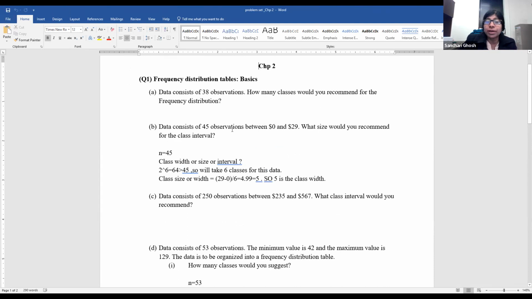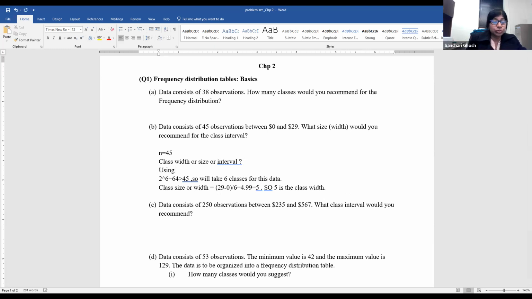Data consists of 45 observations, between 0 and 29. What size would you recommend for the class interval? Size just means the width. Okay, so n equals 45. First, we need to know the number of classes before we can infer the width. So n equals 45. What is the number of classes? Using the 2^k rule, 2 to the power 6 is 64, which is greater than 45. So we will take 6 classes for this data.